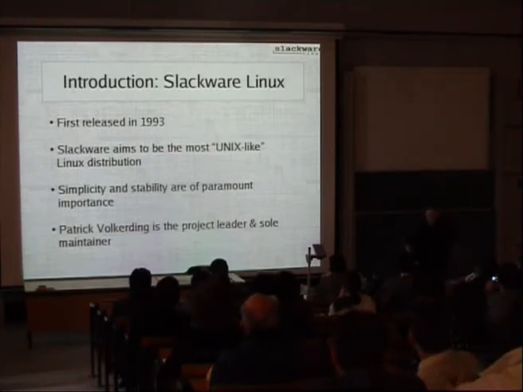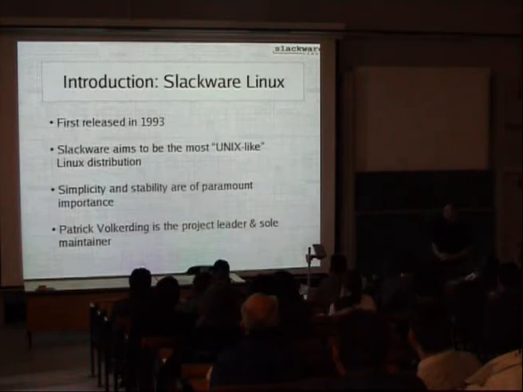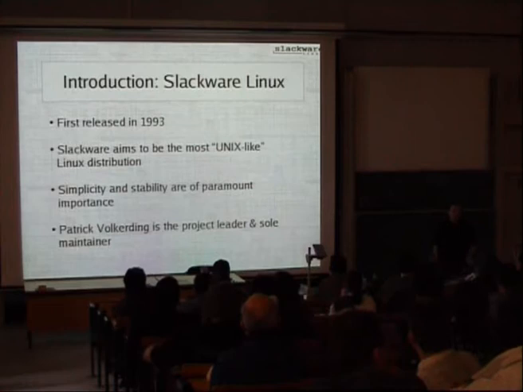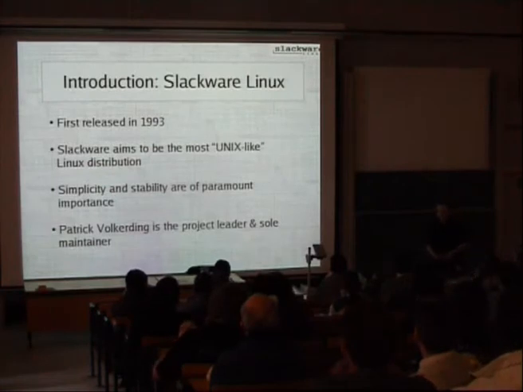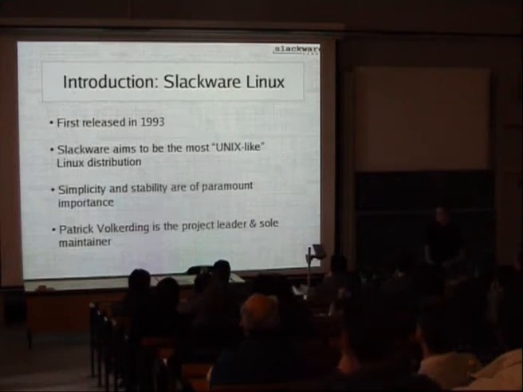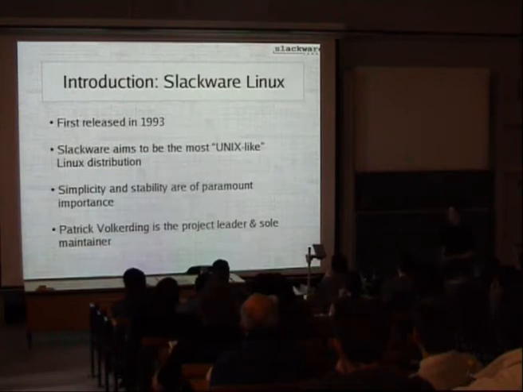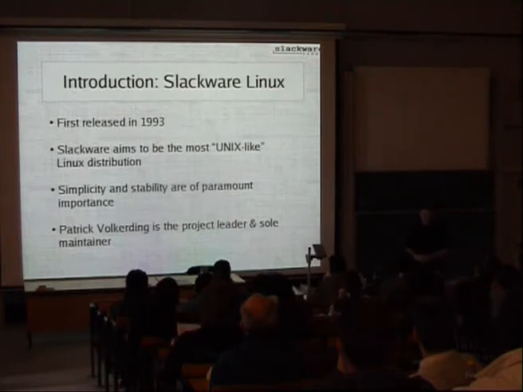So firstly, just to set the tone, let's look at Slackware. It was first released in 1993, which makes it one of the oldest distributions, one of the grandfather distributions that's still maintained. Since then, you've had a number of forks, such as SUSE, for example, the German version of Slackware, and a number of others. Slackware is the most Unix-like Linux distribution out there, mainly in terms of administration, from an admin point of view.